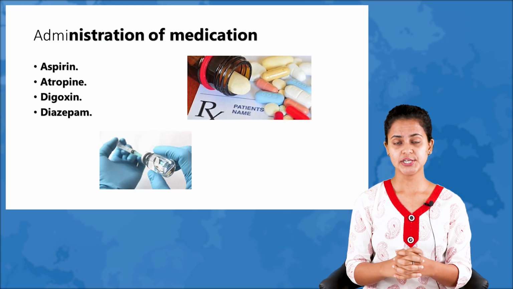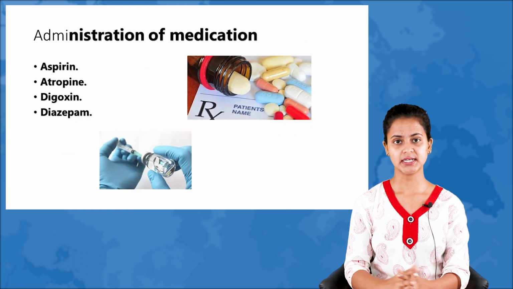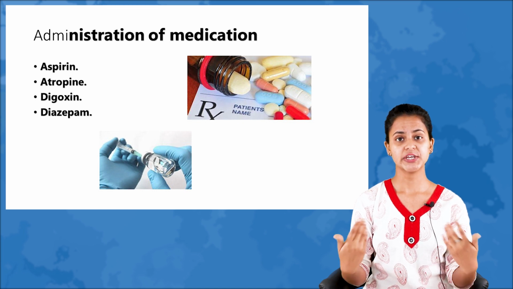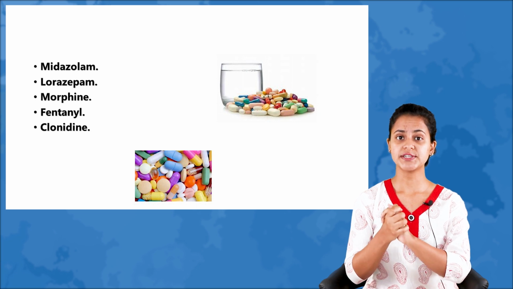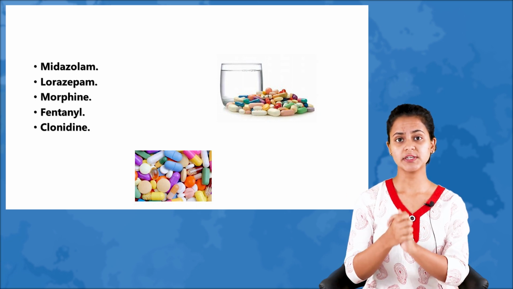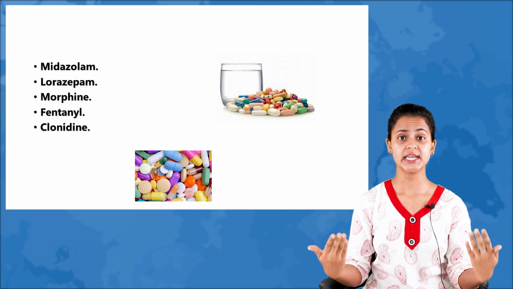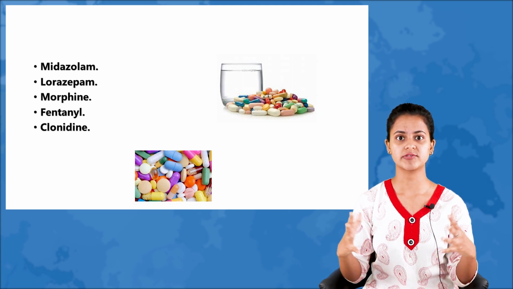Basic medications which are often administered in a critical care unit include aspirin, atropine, digoxin, midazolam or lorazepam, even fentanyl, morphine, and even clonidine. These are very common medications that are generally used in a critical care setup. So a nurse who is working in a clinical setup, mainly in the critical care unit, should be vigilant enough and knowledgeable enough about the dosage of the medications, the usage of them, and the indication to administer these medications.